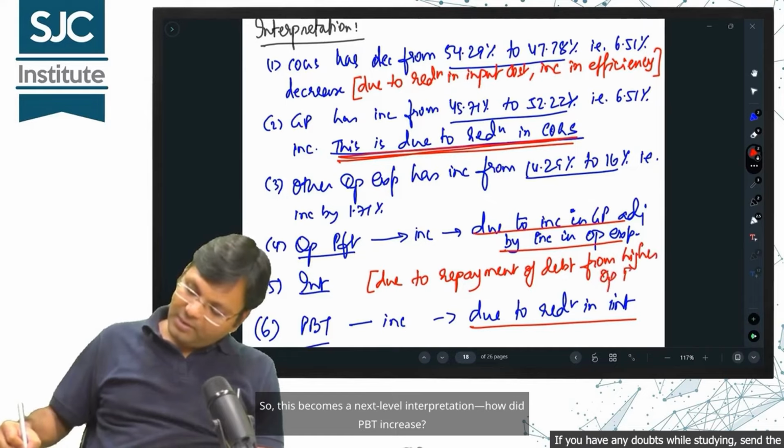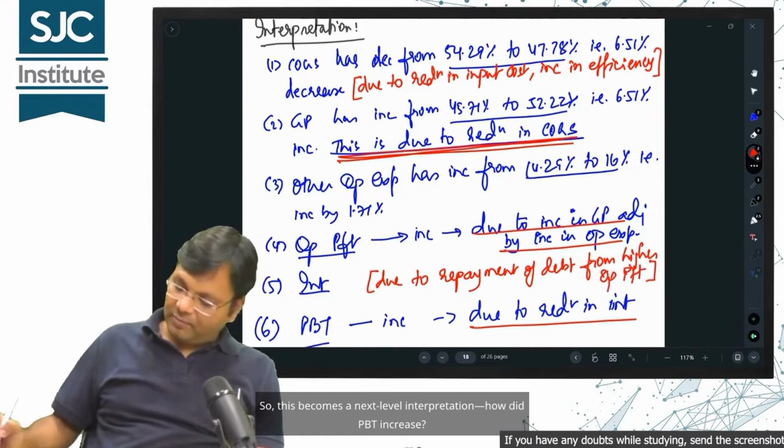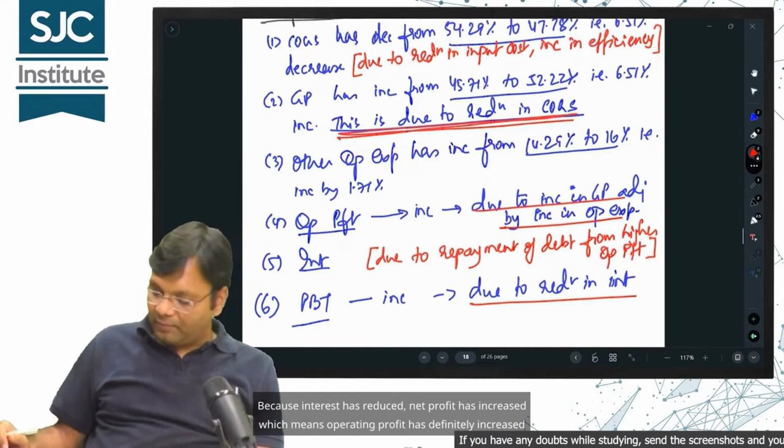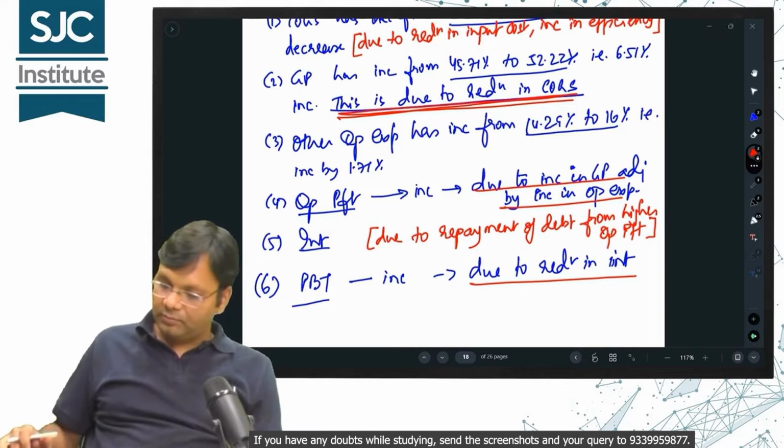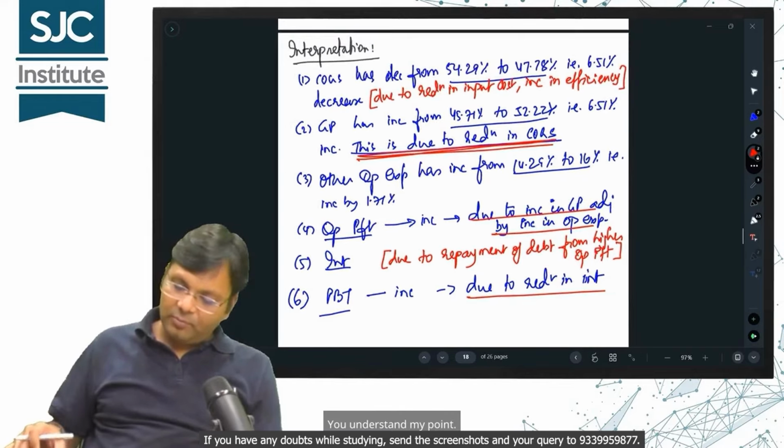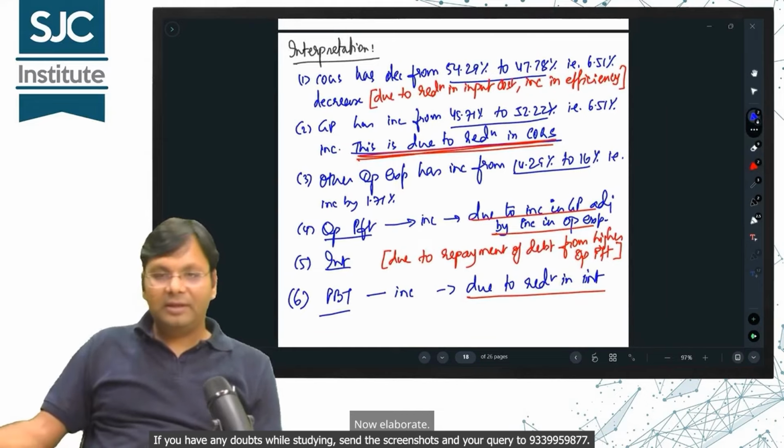So, this becomes a next level interpretation. How did PBT increase? Because interest has reduced, net profit has increased, which means operating profit has definitely increased. You understand my point? Now elaborate.